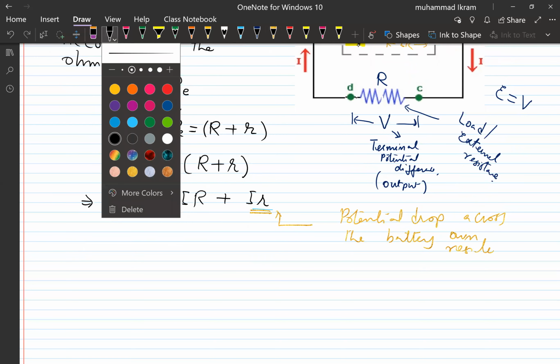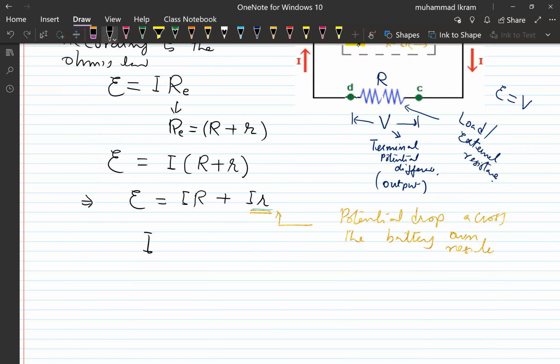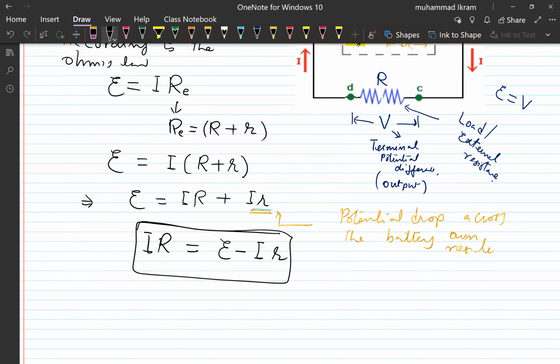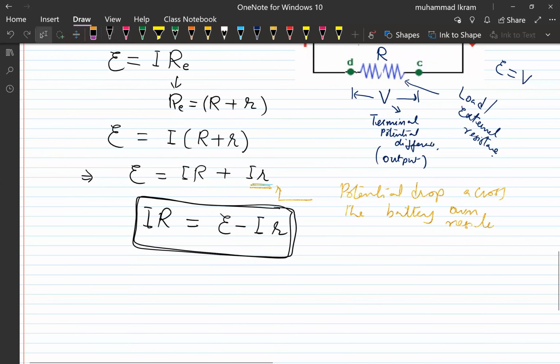So what here is the output, the terminal potential difference? The terminal potential difference is in fact this one. This is how we can calculate the terminal potential difference for any circuit. This is the potential difference which we will get across the load. So the factor IR is called the terminal potential, and the terminal potential equals like this.